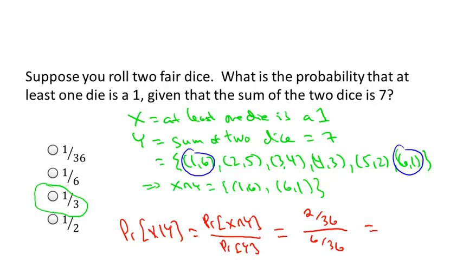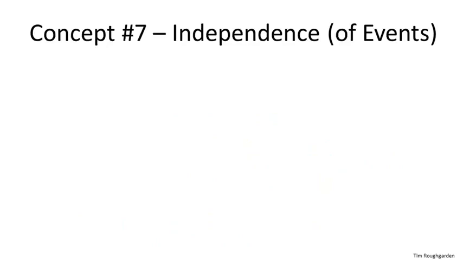So just applying the definition of conditional probability to the correct definition of the two relevant events, we find that indeed 1/3 of the time you have a 1, conditioned on the sum of the two dice being 7. Let's move on to the independence of two events.